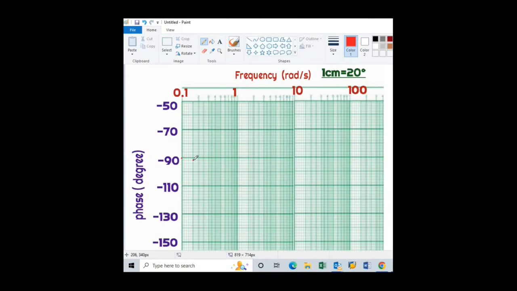Then next corner frequency is 0.4. In the range of 0.1, the fourth line will indicate the corner frequency 0.4. And what is the phase angle? That is minus 93.42. So we will select approximately 94, that is 2 millimeter below minus 90. Then next corner frequency is 0.8. This eighth line will indicate the frequency 0.8 and we have to select the angle minus 96, that is 3 millimeter below minus 90. So here is the point that is getting selected.